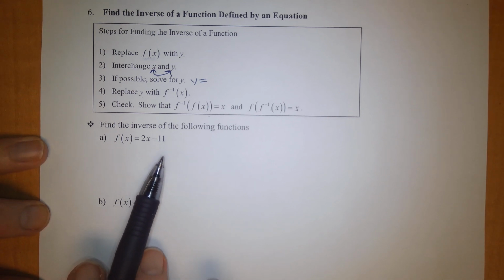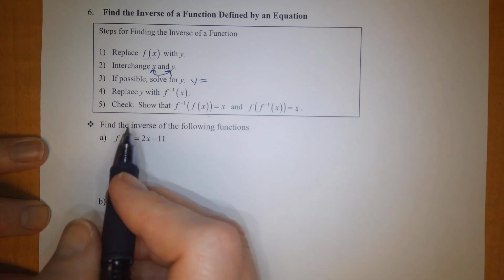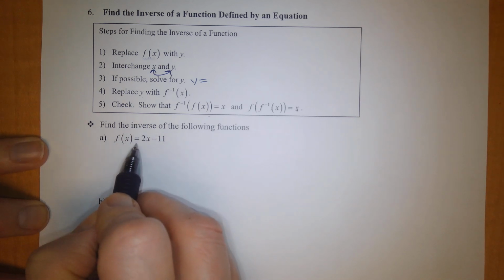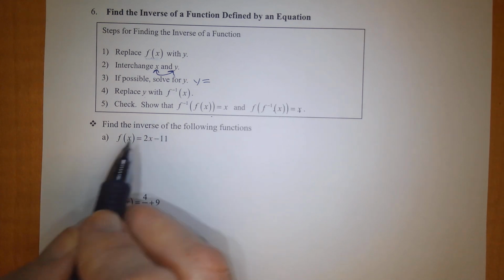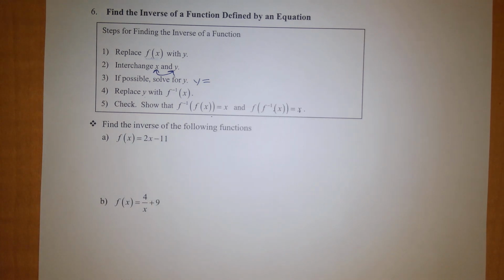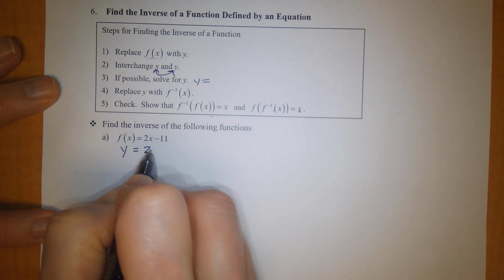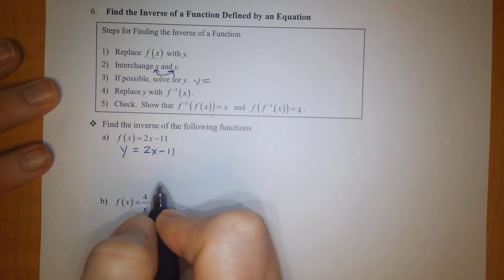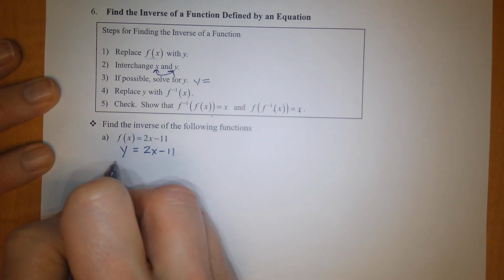Let's go ahead and find the inverses algebraically of these functions. Here I have f of x equals 2x minus 11. If I wanted to find the inverse, the first thing I do is exchange a y for the f of x. Then the y and the x exchange places.